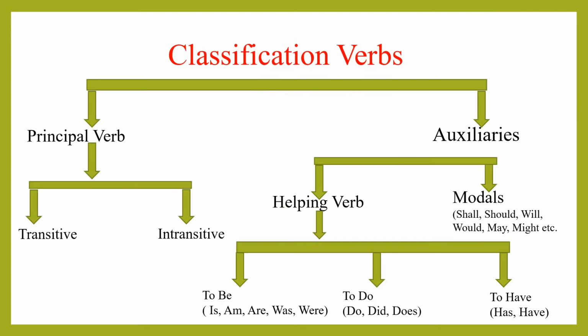As you can see on the slide, the flowchart of the classification of verbs. There are mainly two types of verbs: one, principal verbs, and the second, auxiliaries. Principal verbs are of two types, transitive and intransitive. And auxiliaries are of two types, helping verbs and modals. Let's learn more about these types of verbs one by one.